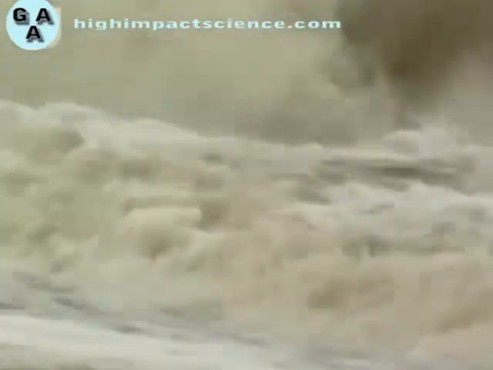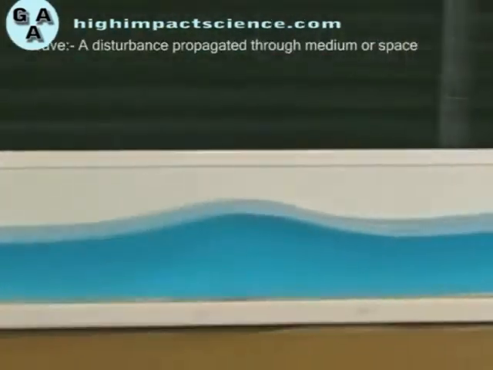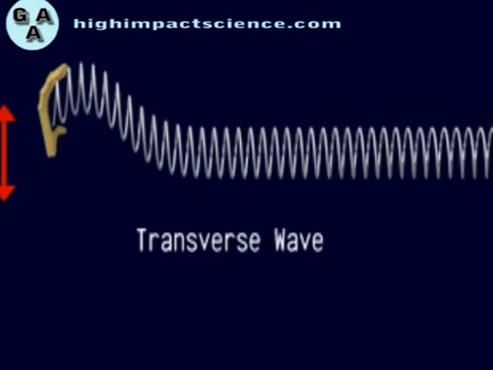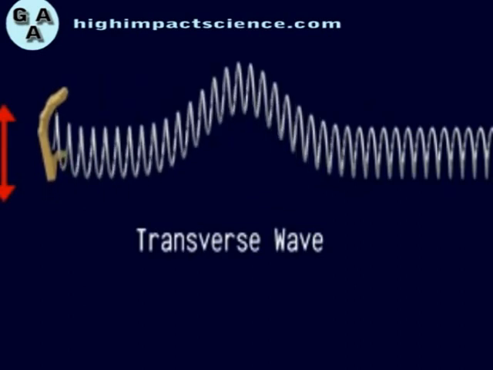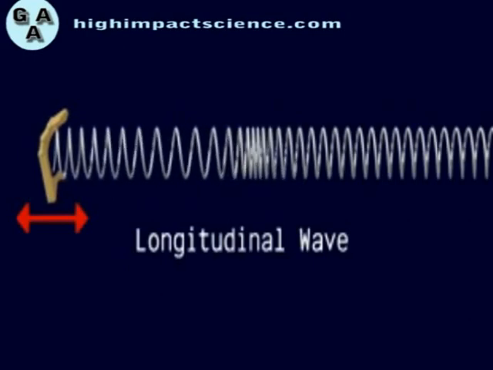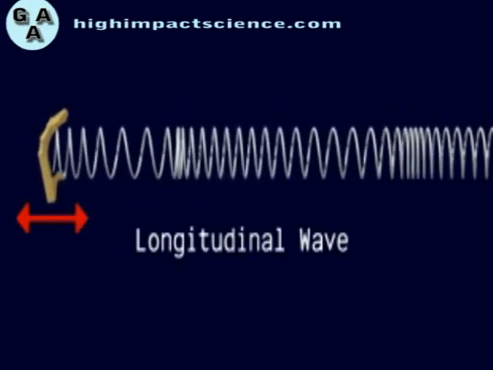In Form 1, we defined a wave as a disturbance propagated through a medium or space. Waves can be transverse or longitudinal, depending on the displacement of particles with respect to the direction of propagation.